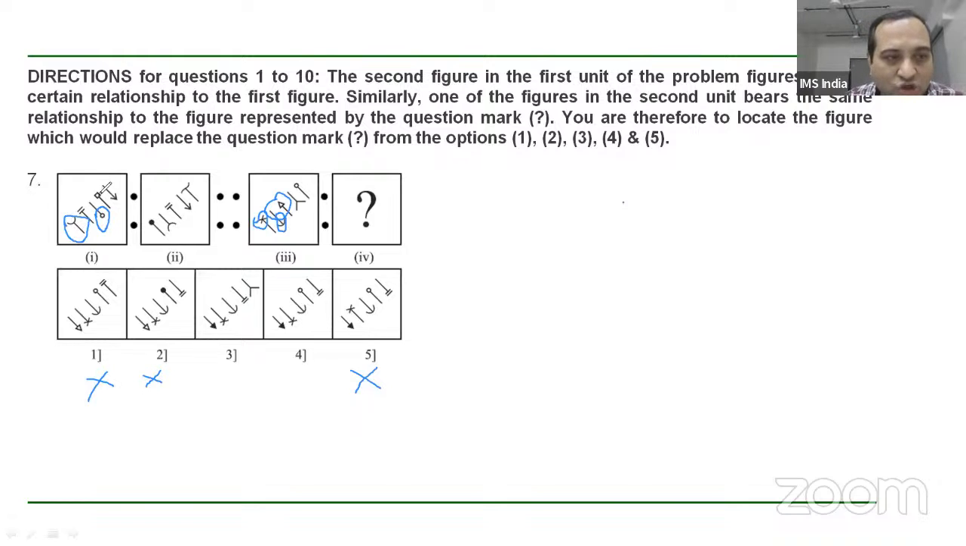Now look at this square wala object. Can I say it is disappearing? So this object should disappear. So can I say 3 also gets eliminated? So my answer is fourth option. Got it, guys? I think everyone gave the right answer. Chalo, good enough. Let's move on then.